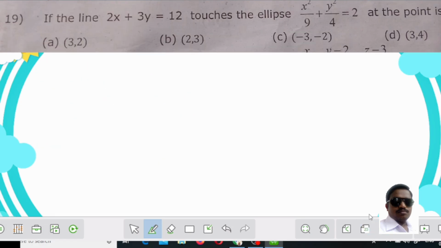Next one is 9. Solution. If the line 2x + 3y = 12 touches the ellipse x²/9 + y²/4 = 2 at the point... See, they are asking you to find out the point of contact. They directly say this line is tangent to the ellipse, because they are saying this line touches the ellipse. They ask me to find out where the ellipse and the line touch each other. That means they are asking you to find out the point of contact.